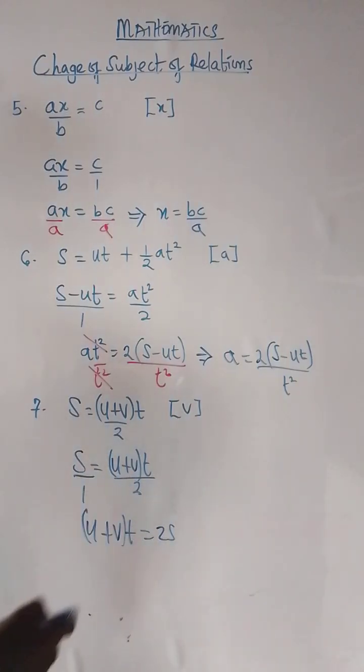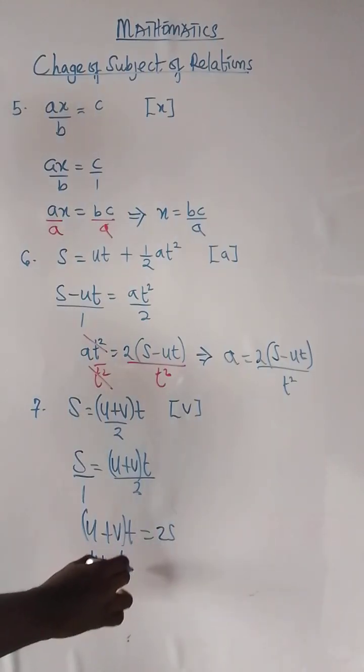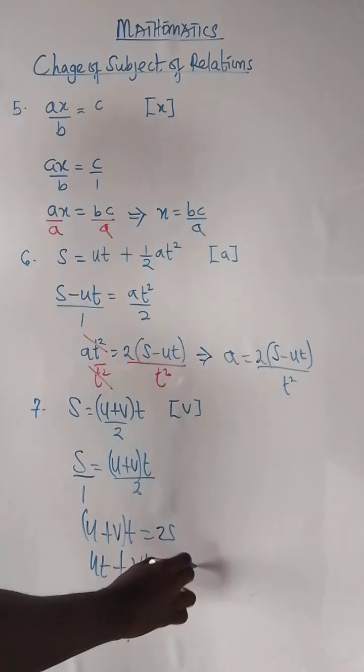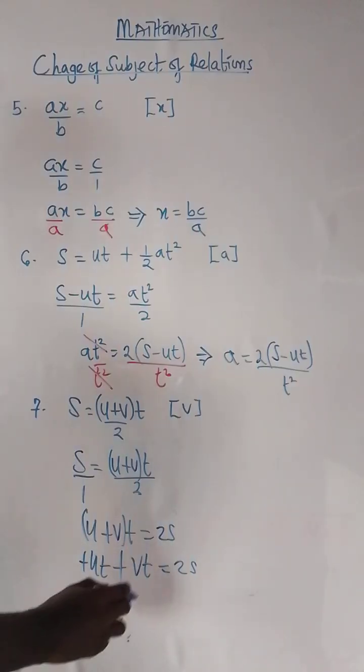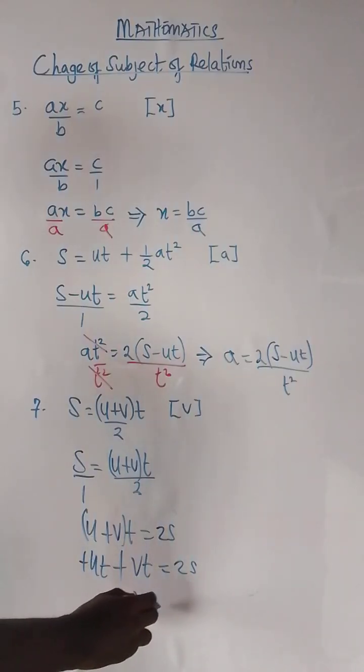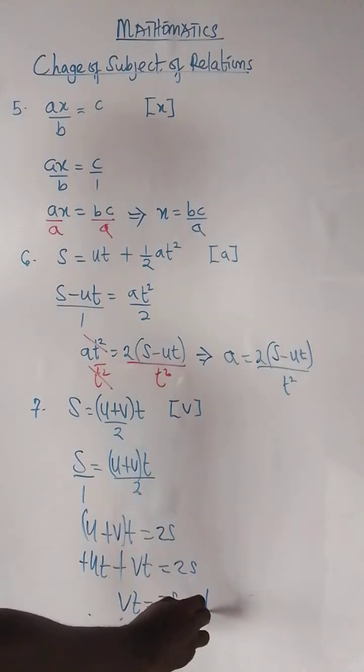So V you want to get is in brackets, so we expand. T times U, UT. V times T, VT equals to 2S. So since our aim is to get V, this UT has to go to the other side. There's invisible plus here. So here our VT becomes 2S. This cross term becomes minus UT.